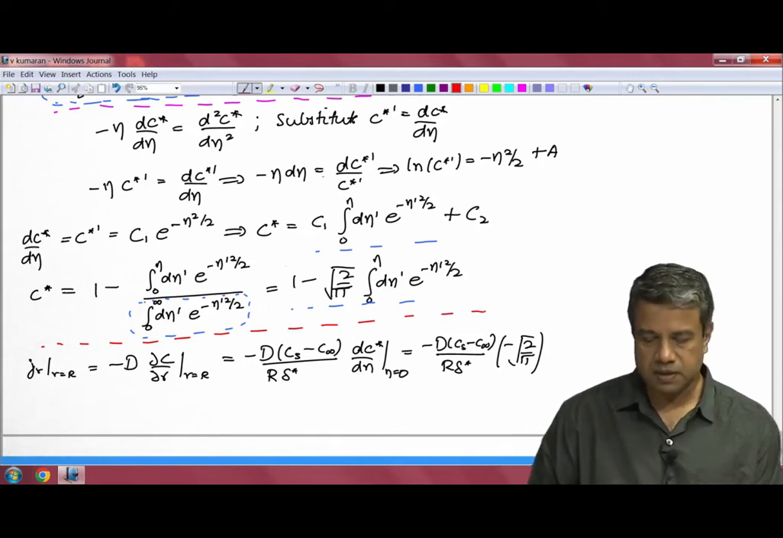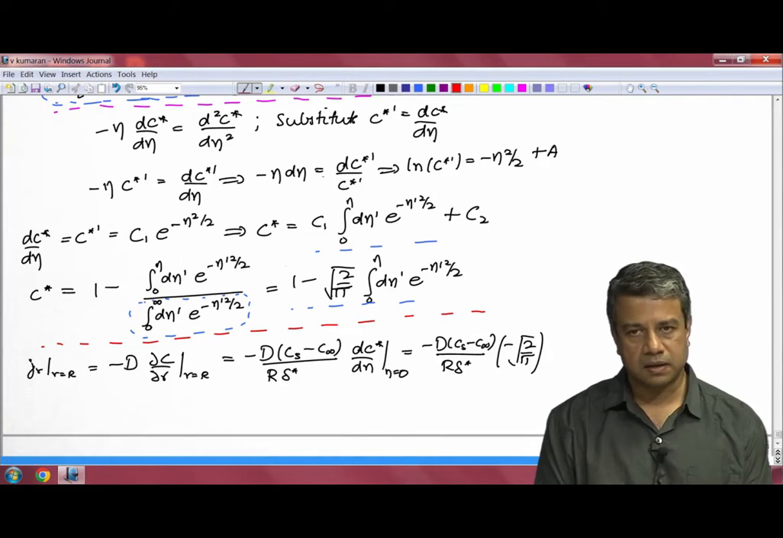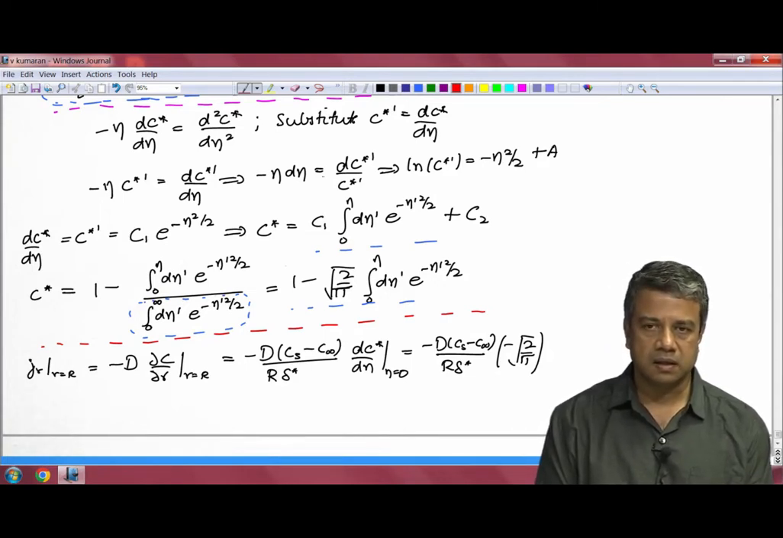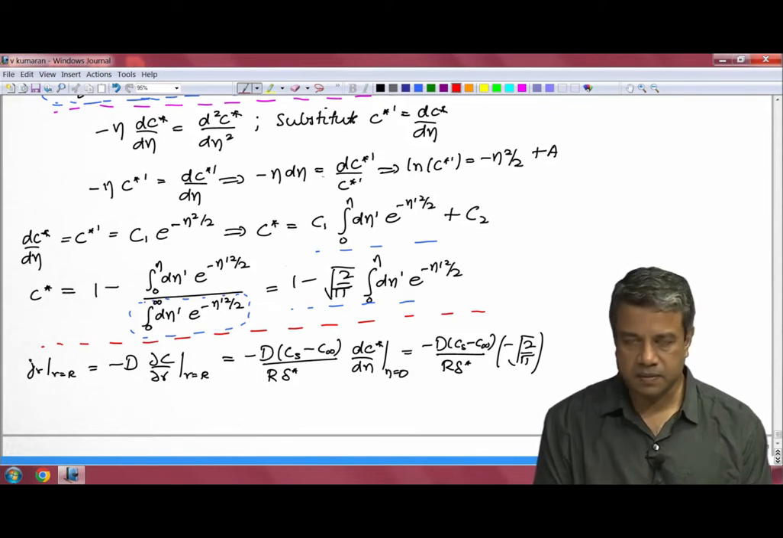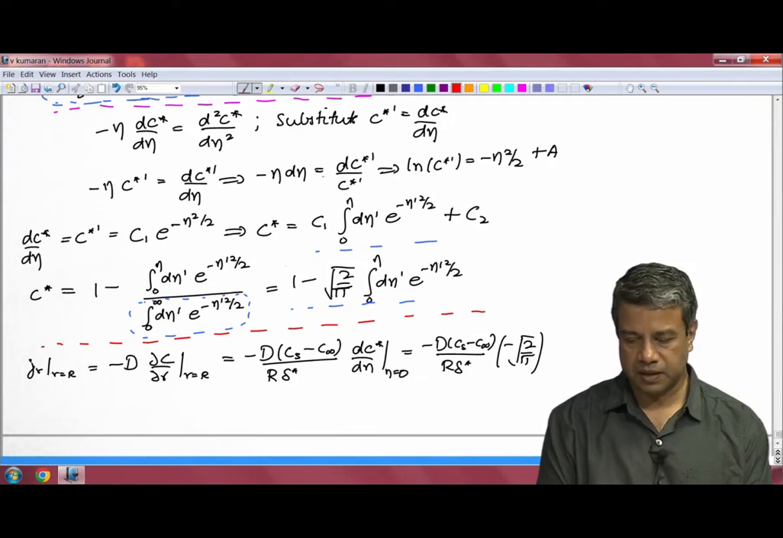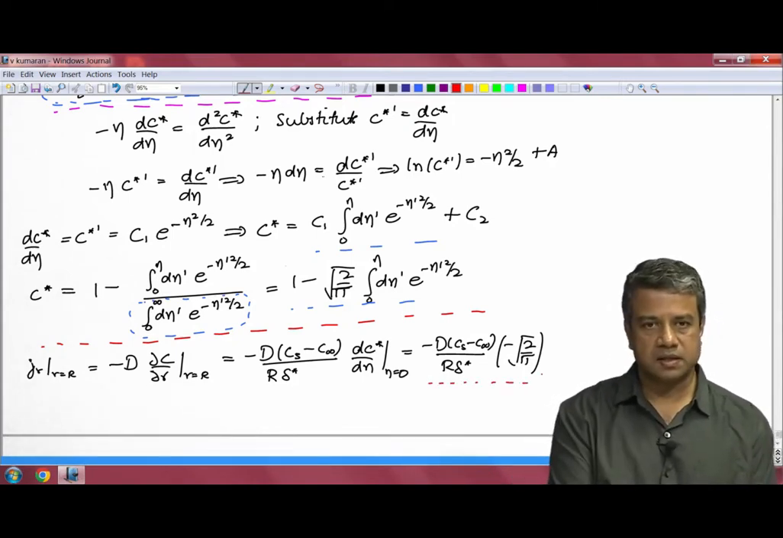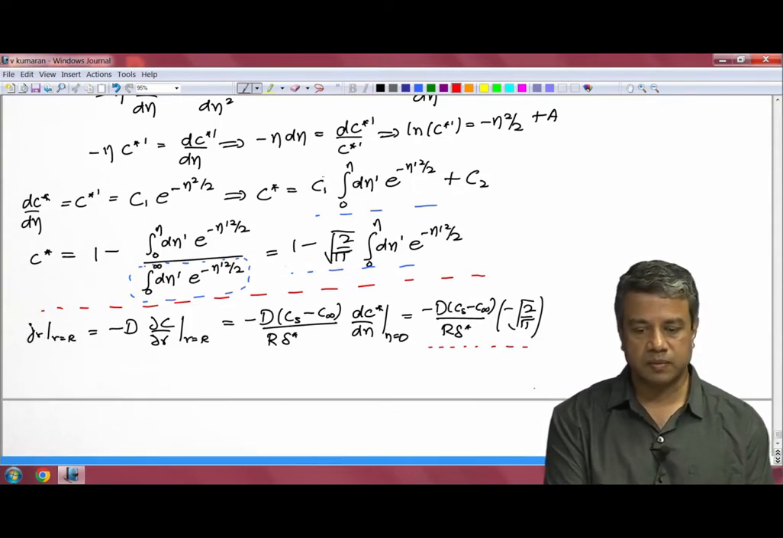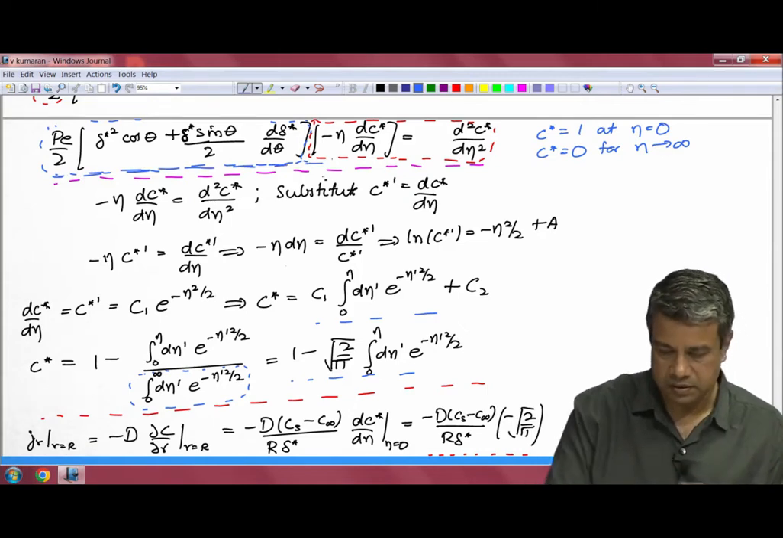This solution for the profile is of the same form as the error function solution that we had obtained for the unsteady transport from a flat surface in one dimension. If you recall, in that case we had got an error function formulation. A similar solution is obtained here, and from this we get the flux at the surface. The flux at the surface here depends upon this boundary layer thickness delta star, which has to be determined by solving this blue equation over here. So, let us see how to solve that.